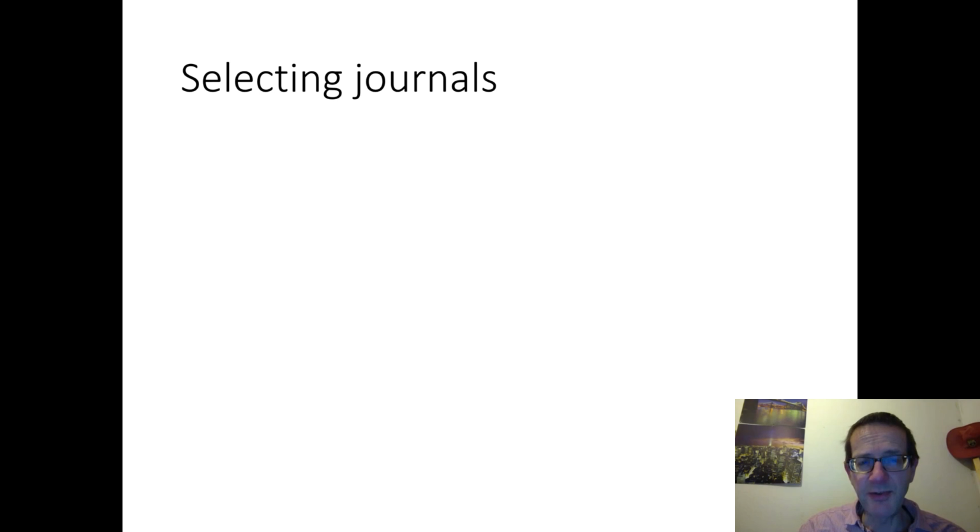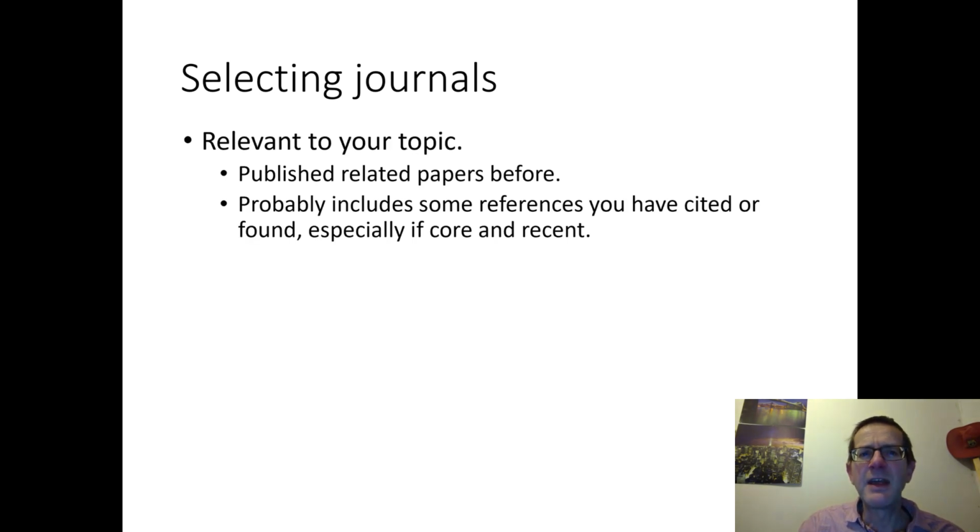Okay, so on to journals. How do we select journals? The journal needs to be relevant to your topic, and so it should have published related papers before. If you scan through the journal article titles and you can't find anything related to your topic published in that journal, it's probably not a good idea to submit to that journal for publication.